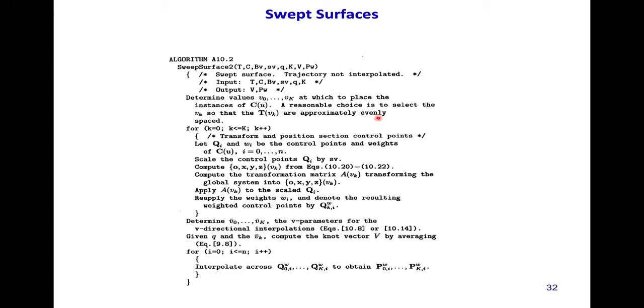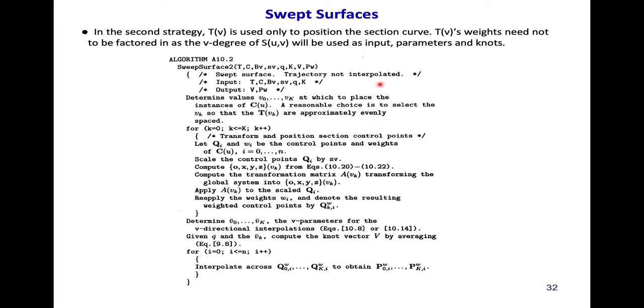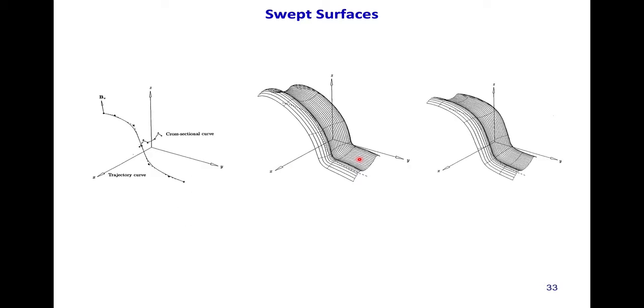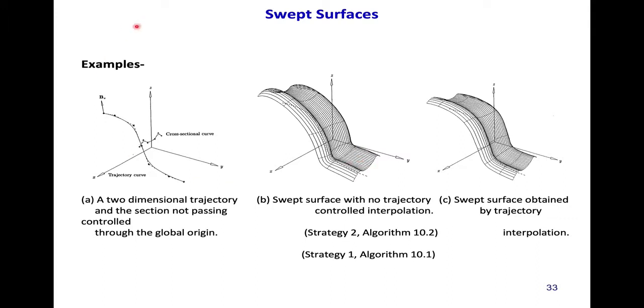In the second strategy, we are going to use a T of B only for the positioning of the section curve, but not for anything else. So this is the algorithm here. The trajectory is not interpolated. That is, we do not refine the knot here. We just use the control points to calculate the coordinates. So this is the example.